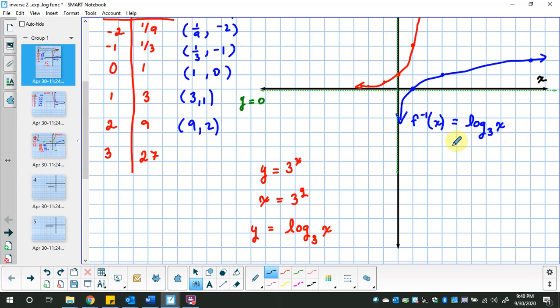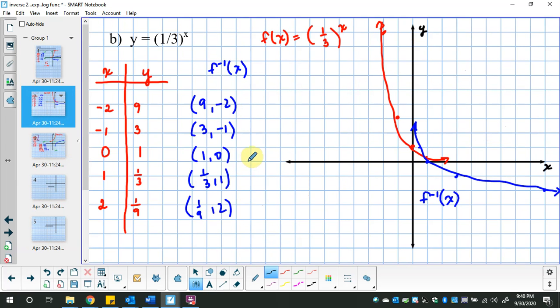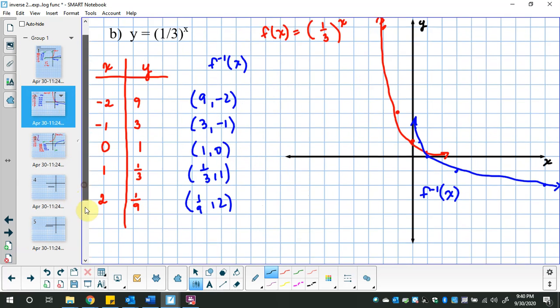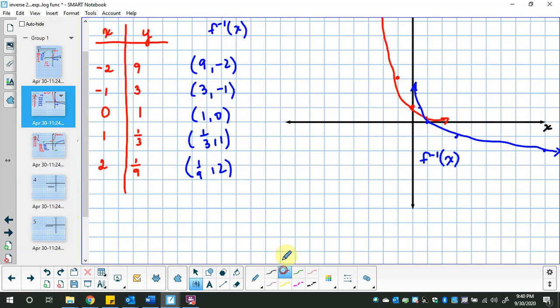If I can make this little 3 go downstairs with this tablet, you can make this little 3 go downstairs. All right, next one. Hopefully you will eventually pick up this pattern. So y is equal to 1/3, and because it's bulky, we set it in a bracket, to the x. Step 1, switch your x's and y's.